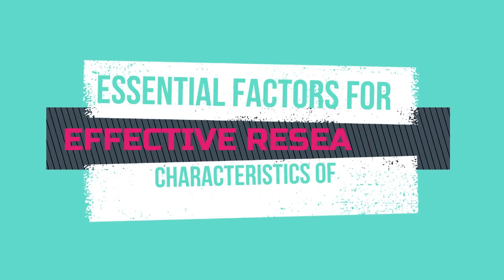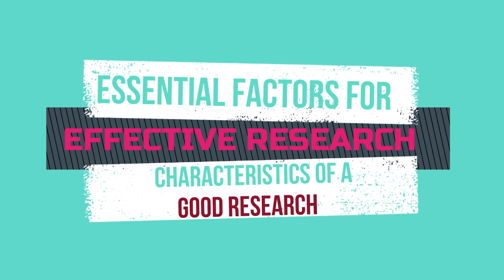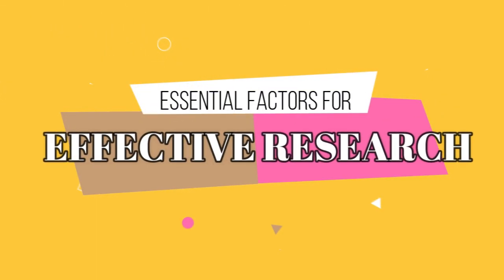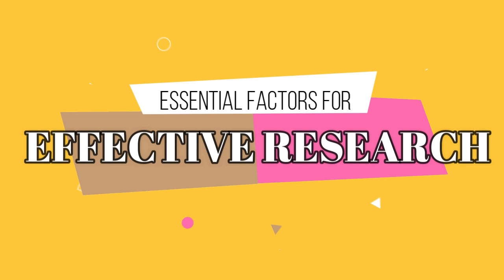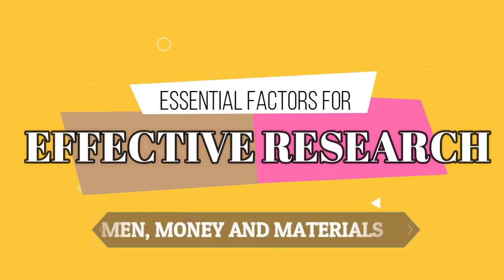Today, we're going to discuss the essential factors for effective research and the characteristics of a good research. Now let us discuss the essential factors for effective research. There are three basic factors for a research to be effective. These are men, money, and materials. These three factors are important for a scientific research to be effective in realizing its specific objectives. There should be a balance in resources for these major factors to achieve fruitful results.